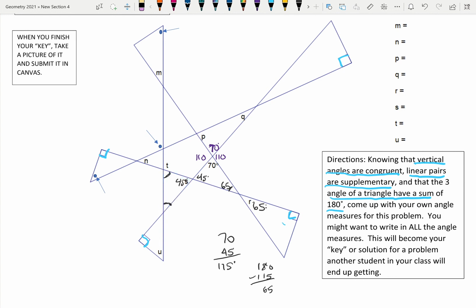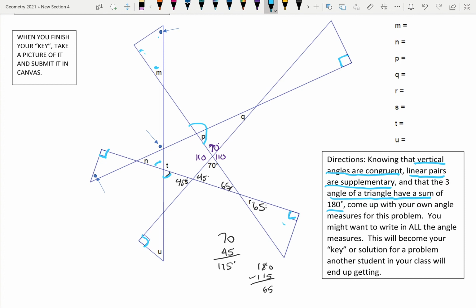So you do have a lot of flexibility in this problem, and I know a lot of you would prefer not to have that flexibility, but what you're doing here is creating your own problem. And your own problem does have to work out, so just be careful. Be mindful that vertical angles are congruent, linear pairs are supplementary, and the 3 angles of a triangle will add up to 180 degrees.